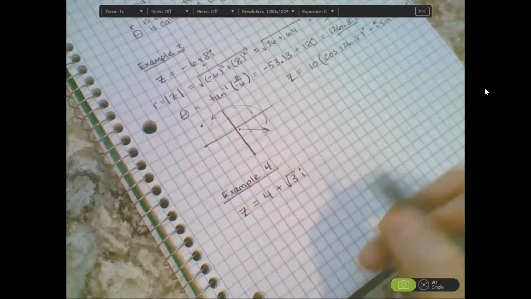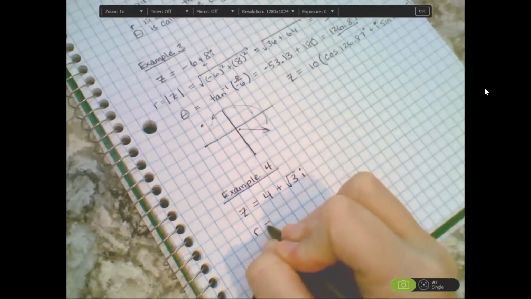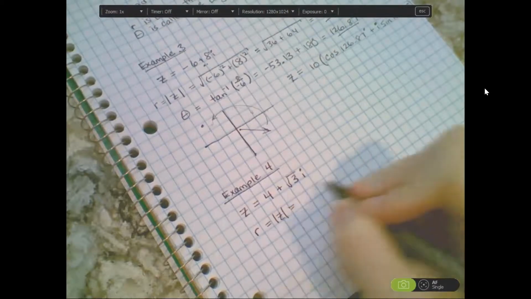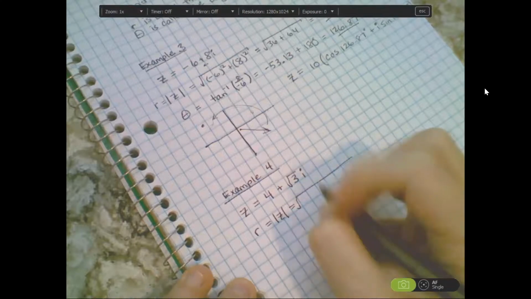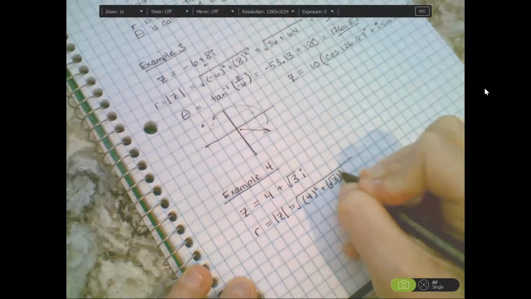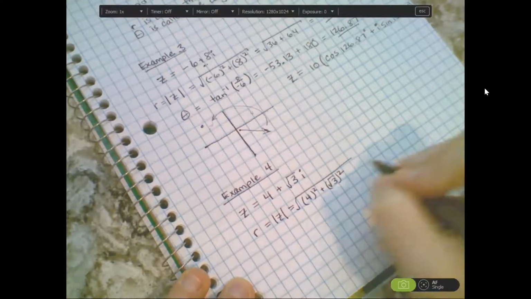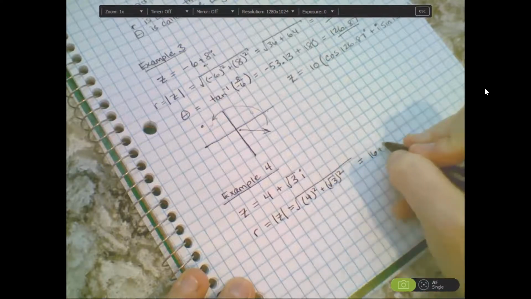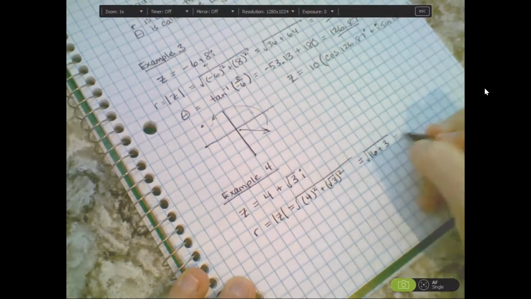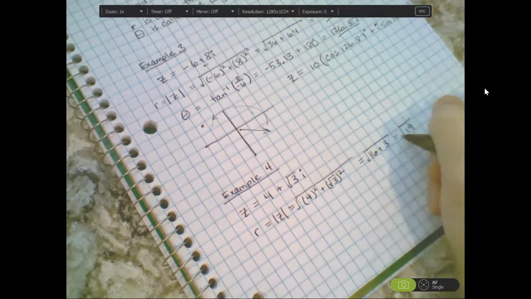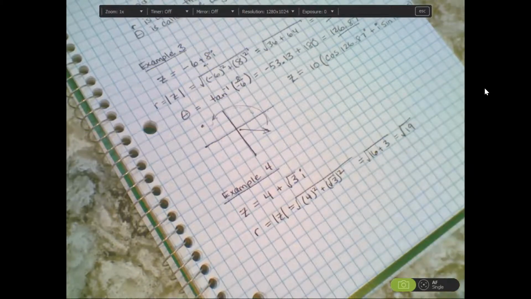Okay, so I need my R, which is really just the absolute value of the number. So I've got to do 4 squared plus square root of 3 squared. That's going to be 16 plus 3, since square root of 3 squared is just 3. So this is the square root of 19. I don't think there's anything we can do with that. We can't break that down anymore, so we just have to leave it like that.